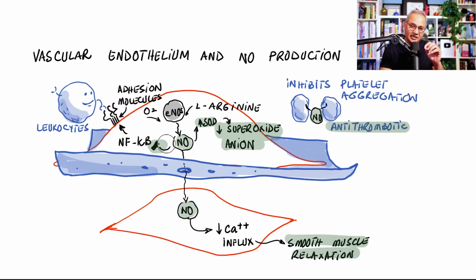Now these adhesion molecules, their job is to pick up or stop the passing-by leukocytes or white blood cells, or immune cells, T cells, B cells, neutrophils, and so on. So these cell adhesion molecules are expressed on the surfaces of the endothelial cells with the help of NF-kappa B, or nuclear factor kappa B, a small chain protein.